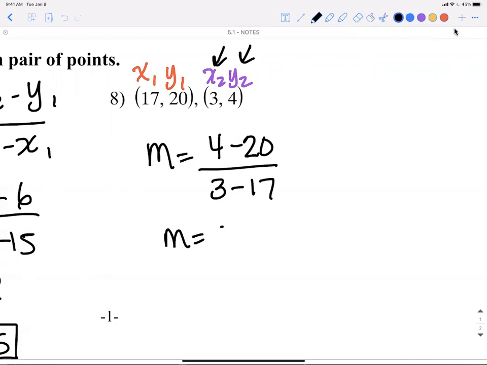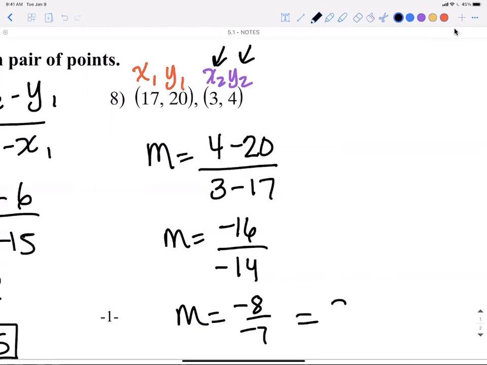4 minus 20 is negative 16 over 3 minus 17 is negative 14. And again, always reduce. So how would this reduce? Anybody tell me? Yes. Okay, you can do that. You can skip a step or not skip a step. That's fine. Negative 8 over negative 7. That is correct. But what do two negatives always make? A positive. You can skip this step if you want, but in the end, your answer needs to be positive, because two negatives always make a positive.